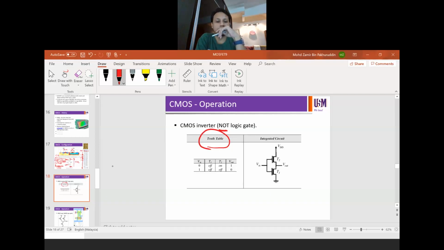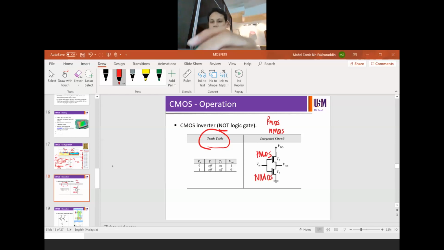Okay. So kita tengok kat sini ya. If you look at this CMOS, it's a combination of PMOS and NMOS. The top one here is a PMOS. The bottom here is NMOS. Okay. So for a PMOS, sebelum kita tengok circuit ni, PMOS, NMOS.